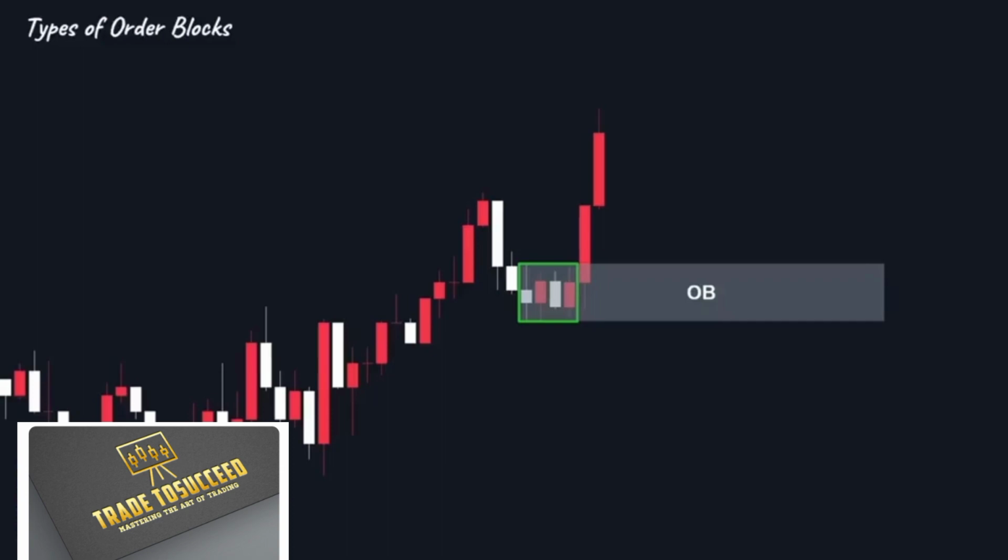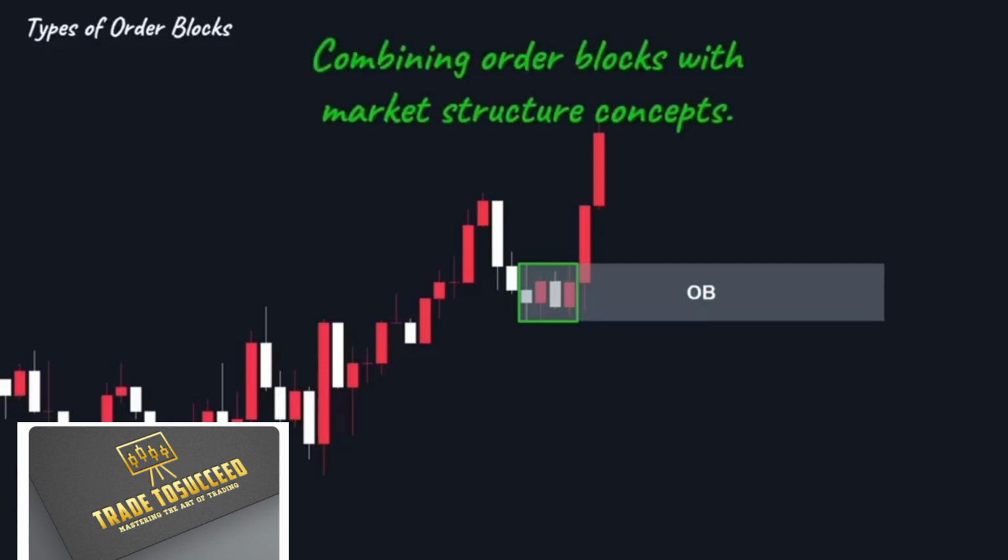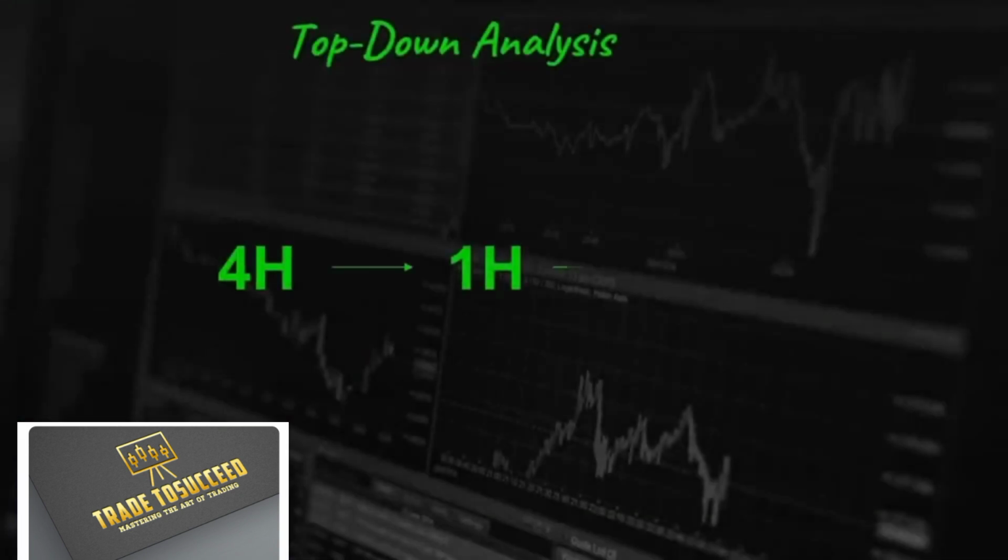Now, all of the rules and conditions we have discussed so far are crucial for identifying valid order blocks. However, there is one important factor that needs to be considered to increase the chance of winning trades: combining order blocks with market structure concepts. Finding an entry zone alone is not enough for a successful trade. That's why we always apply a top-down analysis to the chart to gain a comprehensive understanding of the current market condition and future movements. This top-down analysis consists of 3 major time frames.